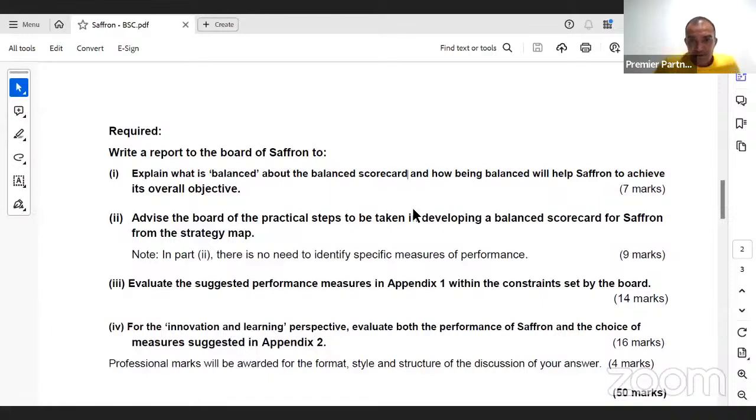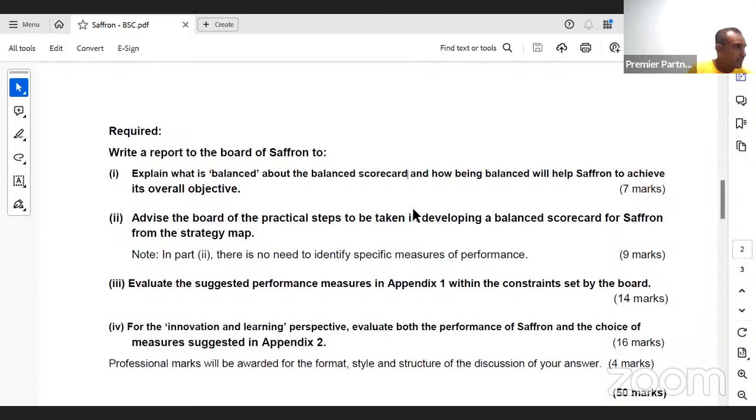And the second part, how being balanced will help Saffron to achieve its overall objective. In a question like this, how many marks do you have there? 7. It's more than 5, isn't it? So what do you do? The first thing, explain what balanced scorecard is in 2 to 3 lines. Then you write about 3 or 4 advantages and disadvantages, to show how it is balanced.